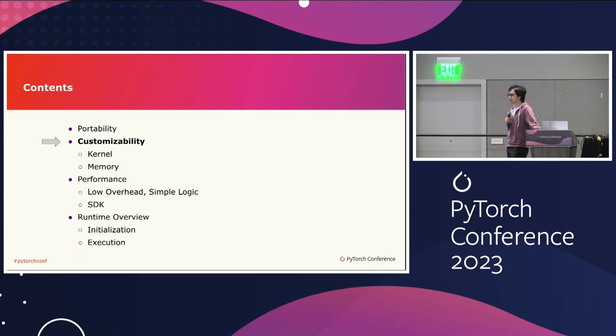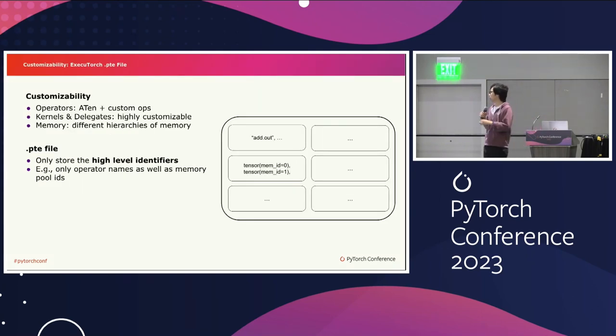All right, let's talk about customizability. The ExecuTorch binary file is the only contract between ahead-of-time compilation and runtime. So in that sense, in order to support customizability, we have to design the schema of our binary file in a way that it only stores high-level identifiers. For example, we only store the operator names as well as memory pool IDs, but it does not have any opinion on what actually is the kernel being run on the runtime, as well as what is the memory pool that we are allocating at the runtime. So this way, we open a lot of opportunity for customization. Let's dive deeper.